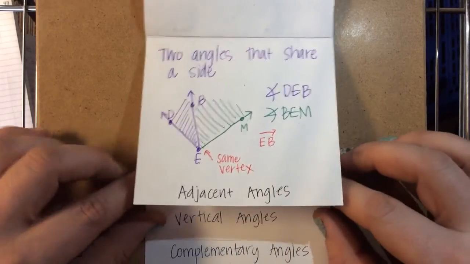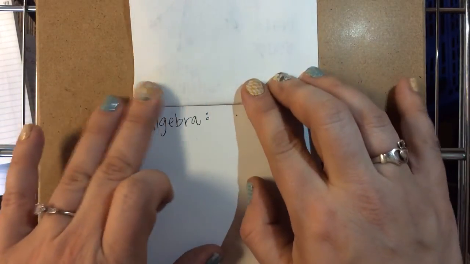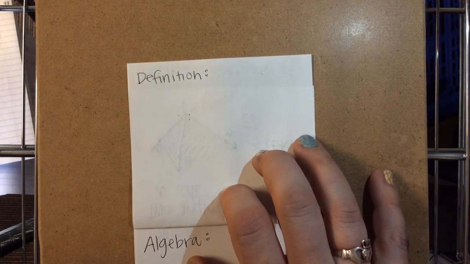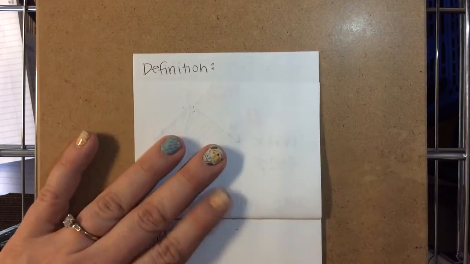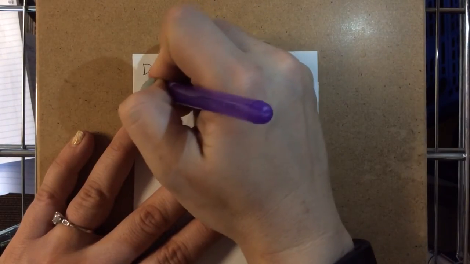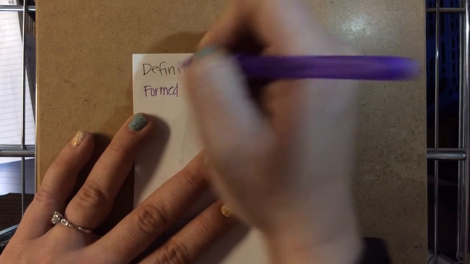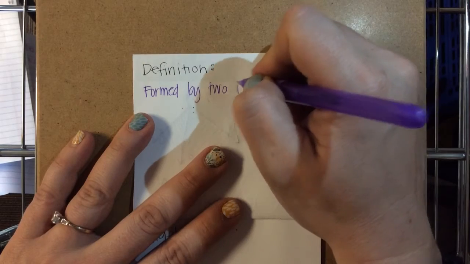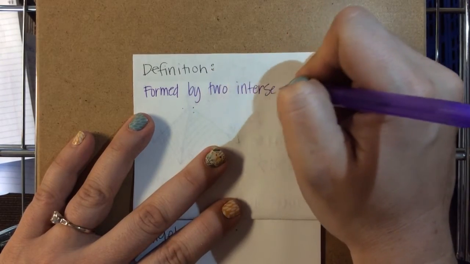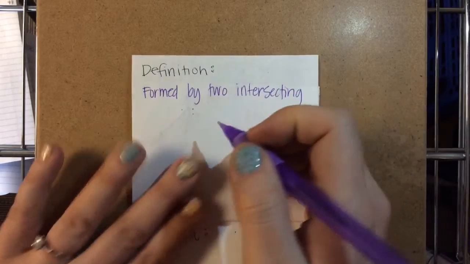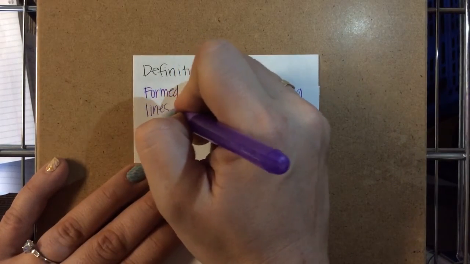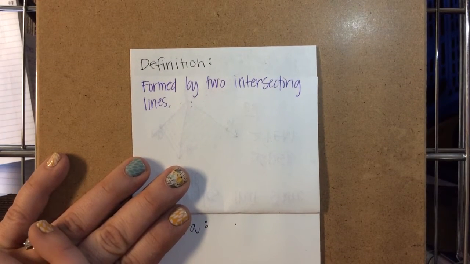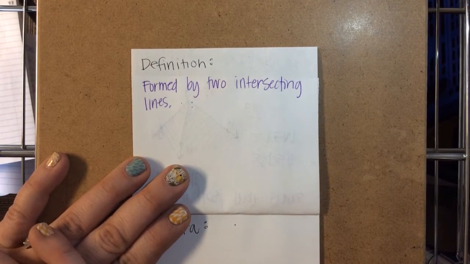All right, we got to move to vertical angles. Up top, we're going to put our definition of vertical angles on the top flap. Vertical angles are formed by two intersecting lines. Vertical angles are formed by two intersecting lines.